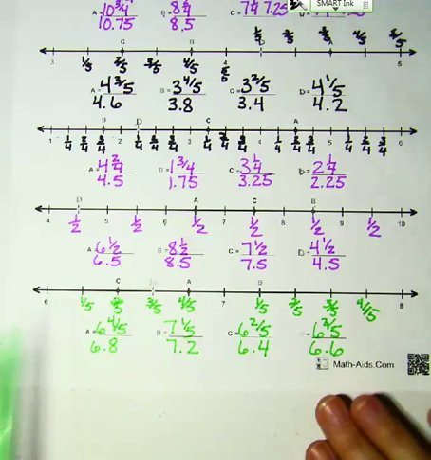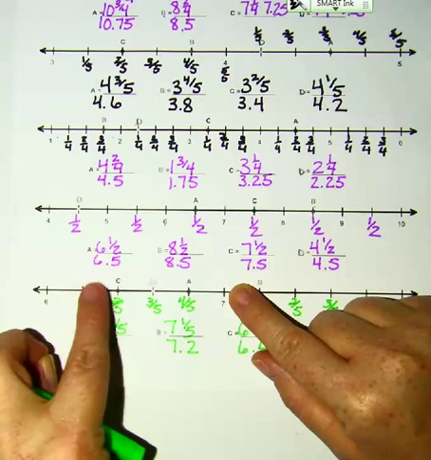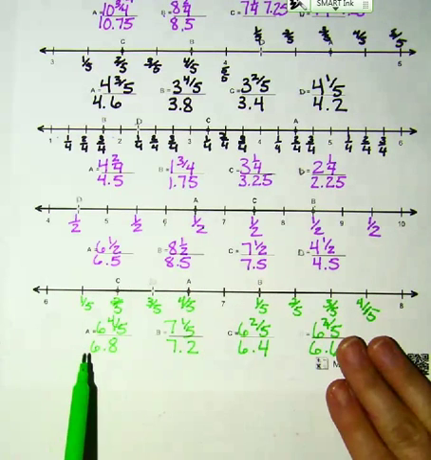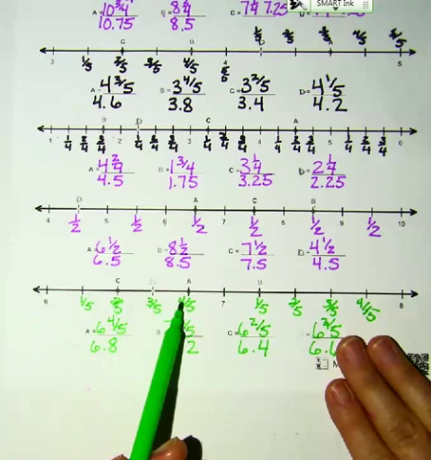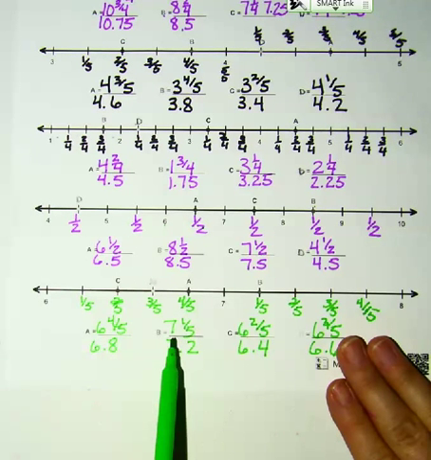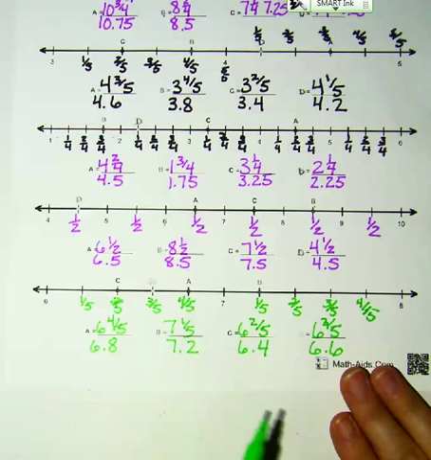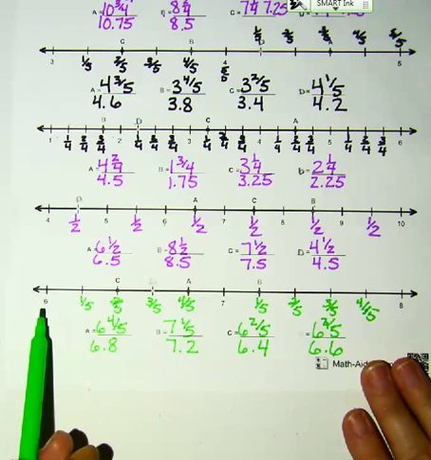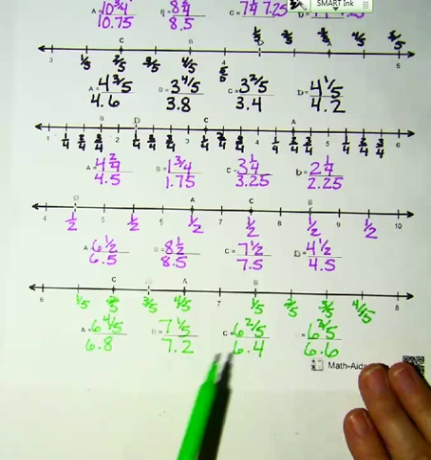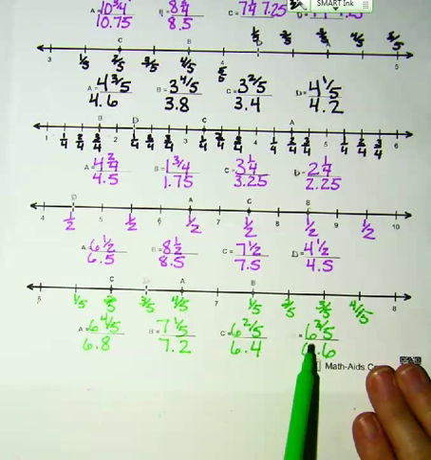All right, the next one, they're broken up into 5 units. 1, 2, 3, 4, 5. So I'm counting by 1/5, 2/5, 3/5, 4/5. A is located at 6 4/5, or 6.8, because 4 divided by 5 is 0.8. B is located at 7 1/5, which is 7.2. C is located at 6 2/5, or 6.4, because 2 divided by 5 is 0.4. D is located at 6 3/5, which is 6.6.